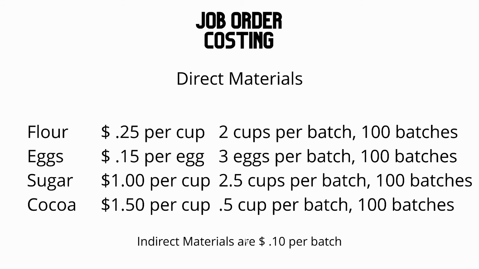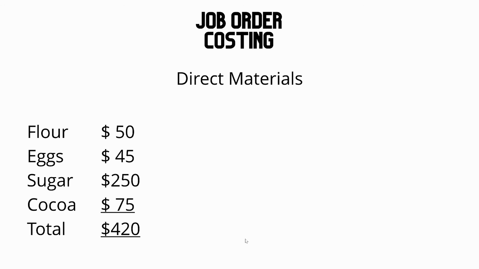For each batch, 2 cups of flour are required, which we will multiply times 100 batches times the 25 cents per cup. For eggs, 3 eggs per batch times 100 batches times the 15 cents per egg. For sugar, 2.5 cups are needed per batch times 100 batches at $1 per cup. And for cocoa, 0.5 cups per batch at 100 batches at $1.50 per cup. This comes out to $50 in direct materials cost for flour, $45 for eggs, $2.50 for sugar, and $75 for cocoa. The total of the direct materials is $420.